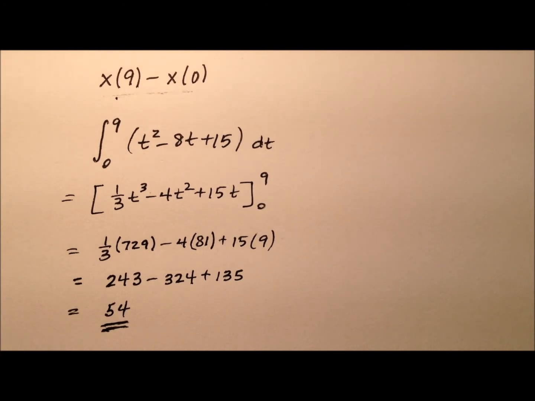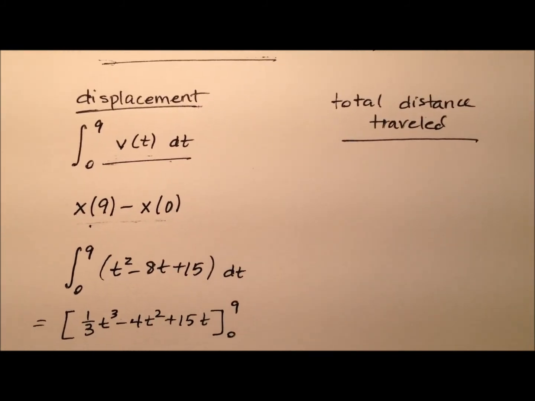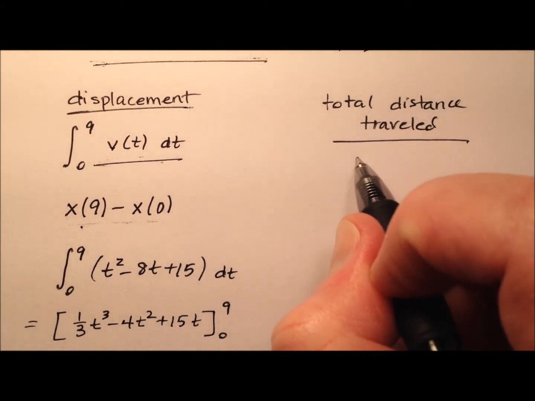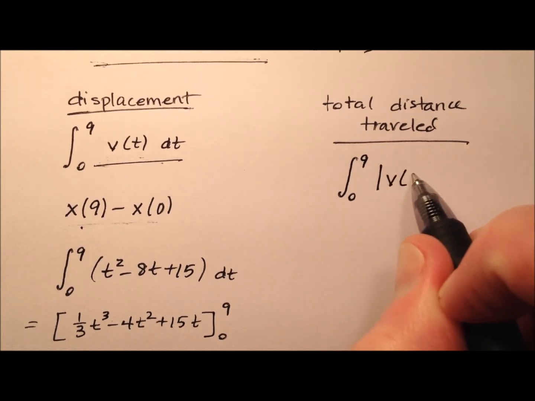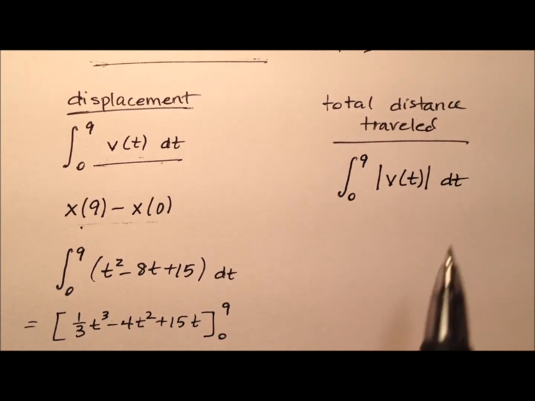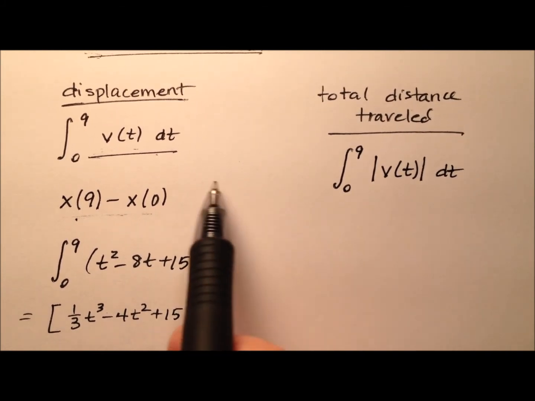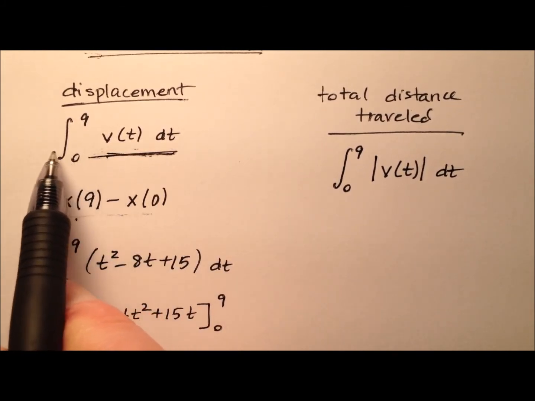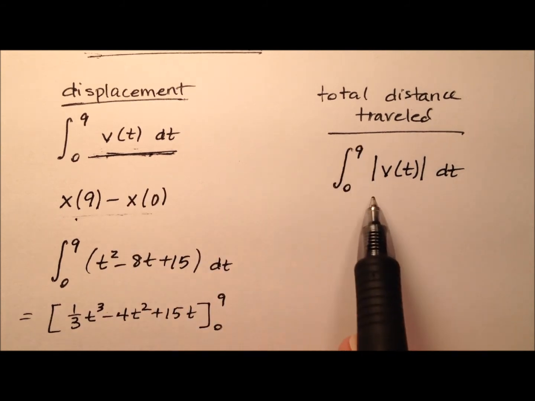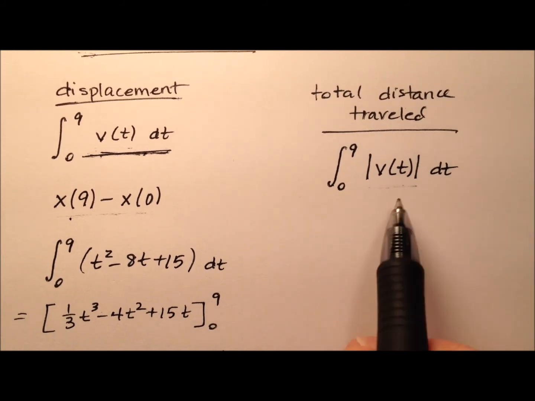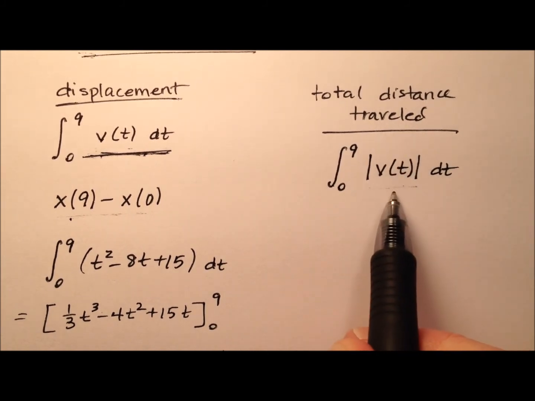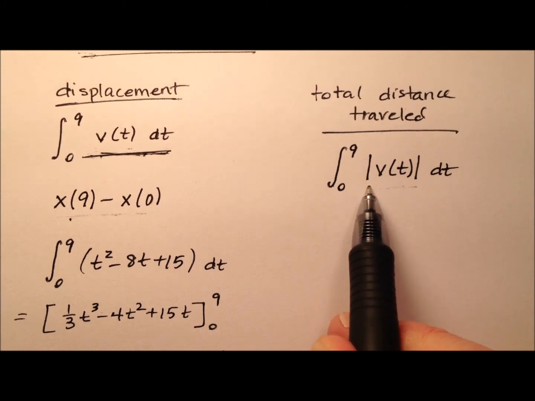But that doesn't account for maybe he turned around and went the opposite way for a while and maybe turned back around. So that's where the total distance traveled comes into play. So the total distance traveled, remember, is going to be the integral from 0 to 9 of the absolute value of our velocity function with respect to time. So here's the key difference. The displacement is just the integral of our velocity. The total distance traveled is the integral of the absolute value of our velocity, and it takes into account anytime the velocity changes sign.